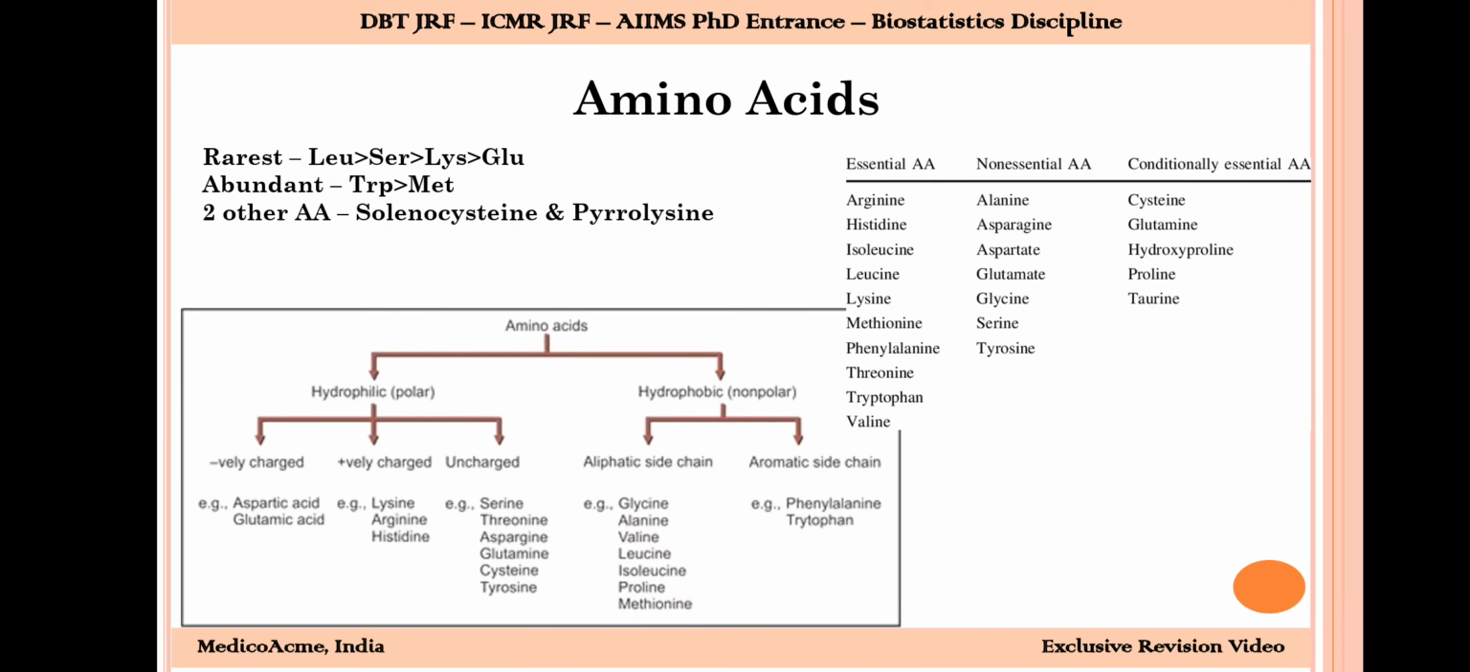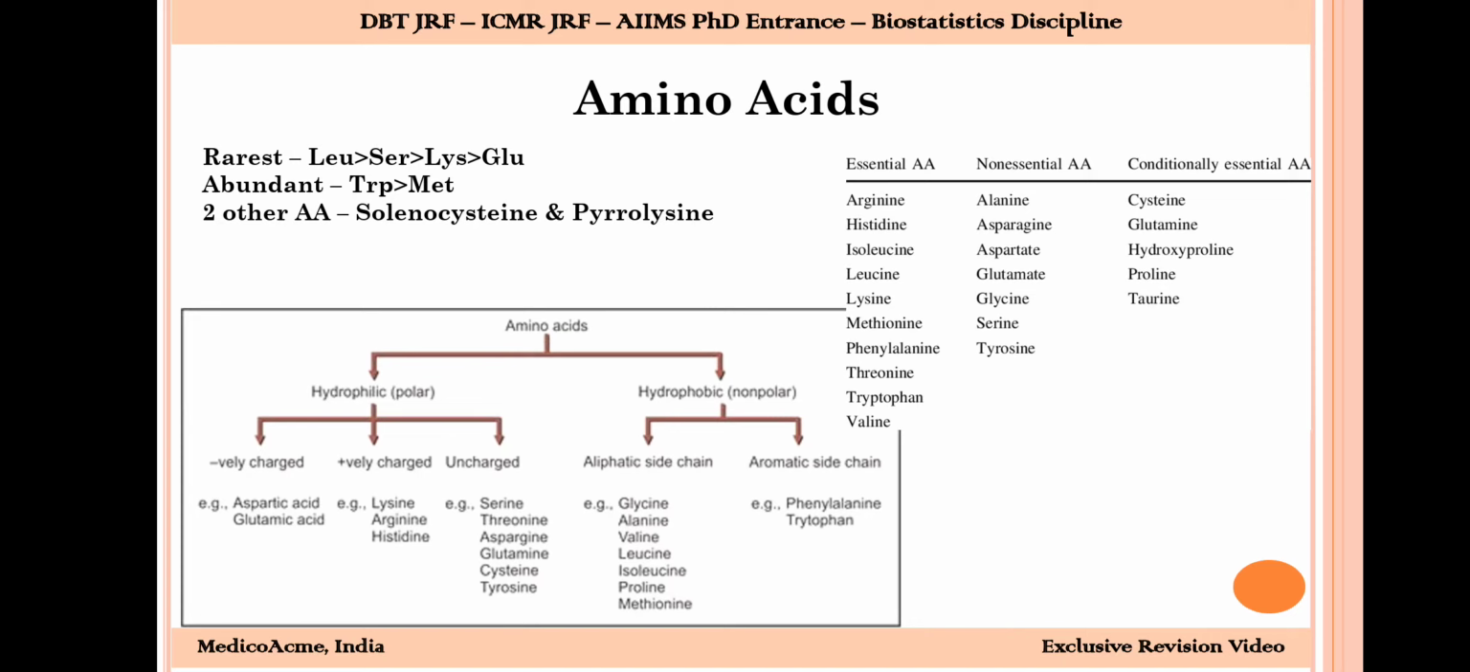This is the amino acids. Three important questions can be asked, that is the rarest amino acid. You can see here leucine, then serine, then lysine, then glutamate. And the abundant are, sorry, it becomes reversed. So please mind it, abundant is leucine, then serine, then lysine, then glutamate, and the rarest is tryptophan, followed by methionine and others. Two other amino acids besides the 20 traditional amino acids are selenocysteine and pyrrolysine. Pardon for the mistake that happened there.